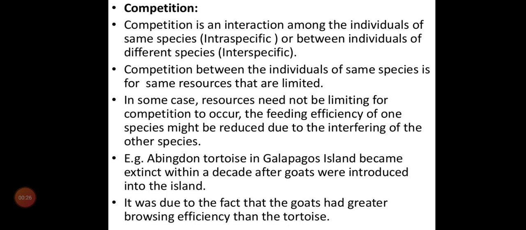In competition, both are not getting any benefit, or rather both species are not getting full benefit. Competition is an interaction among the individuals of the same species also. For example, if you are growing paddy, rice, there is competition within the species, and rice along with wheat. So it is intra-specific and interspecific also.